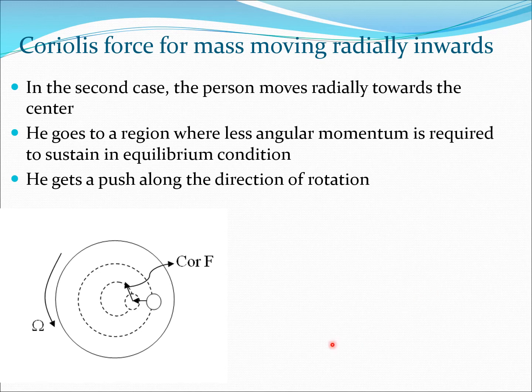Now let's consider the second case. Now here the person starts moving radially toward the center. Now in this process he enters a region which has lesser angular momentum than is required to sustain the equilibrium position in this region. Therefore he gets a push which is in the direction of rotation. So here the Coriolis force acts circumferentially in the direction of rotation here.